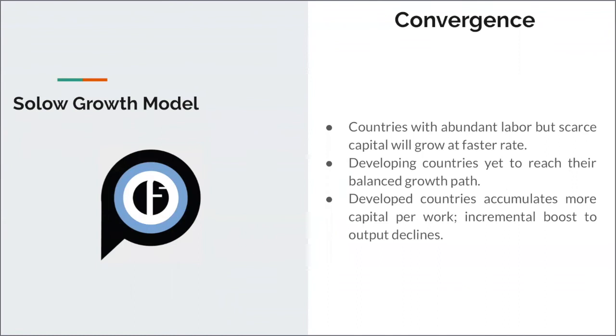Because the developing countries have yet to reach their balanced growth path, where capital is scarce and labor is abundant, more capital increases the growth of the economy. So capital becomes very productive in the developing economies. Whereas in the developed countries, capital is abundant but labor is scarce. So as they increase more and more capital, capital becomes less productive, and the incremental boost to output declines. That's why there should be a convergence between the developed countries and the developing countries.